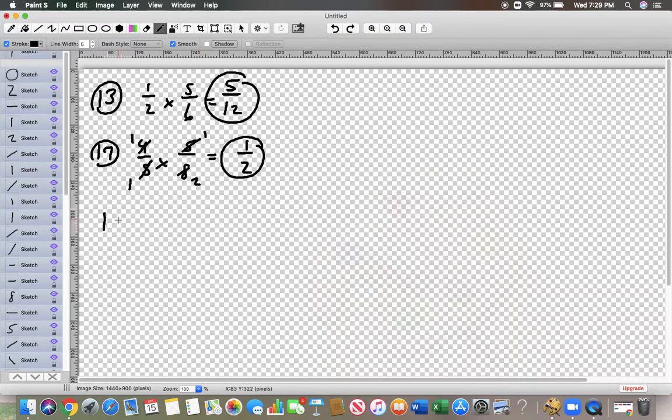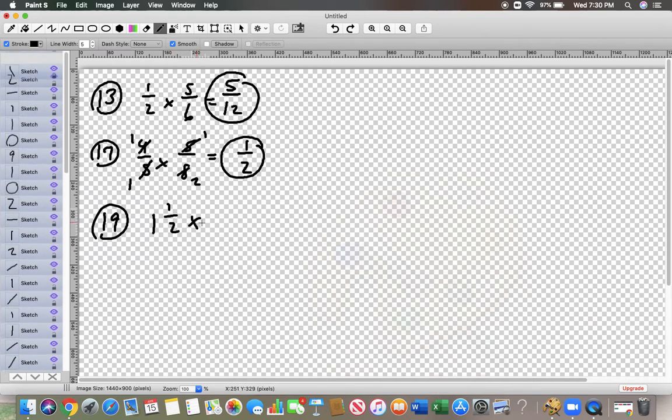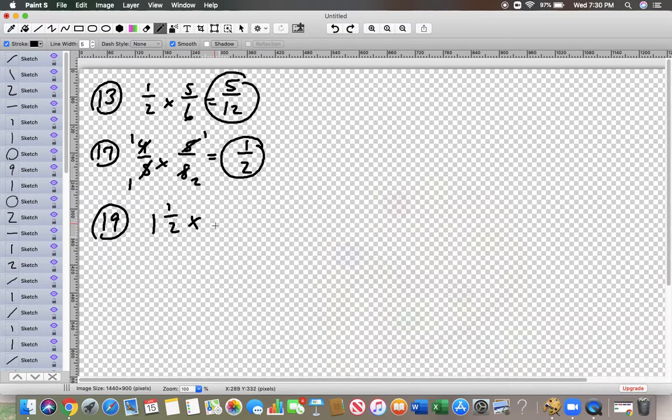Number 19, we're doing some rounding now. We have to round these mixed numbers to the nearest whole number and then find the product. So here is 1 and 1/2. Let's look at that fraction there. It is at the halfway mark, so is it going to round to 1 or will it round up to 2? If it's at the halfway mark, it's going to round up to the nearest whole number of 2.